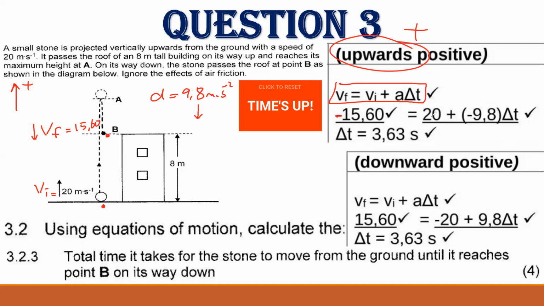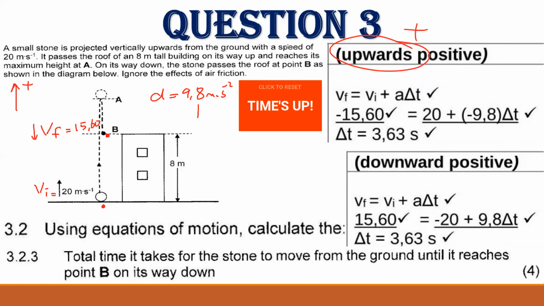And then V initial is 20, going up. It is positive, as you see, positive up, and then V initial is positive also. But acceleration is negative because acceleration is always going down. So you calculate delta T. It is first option. And then what is next one?